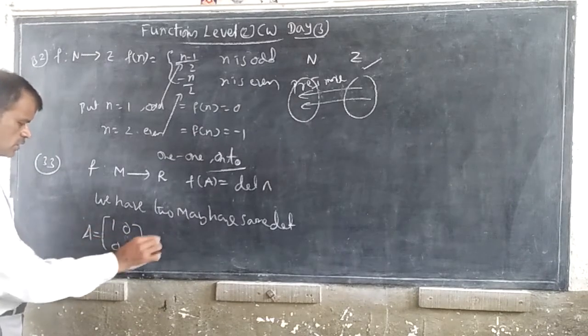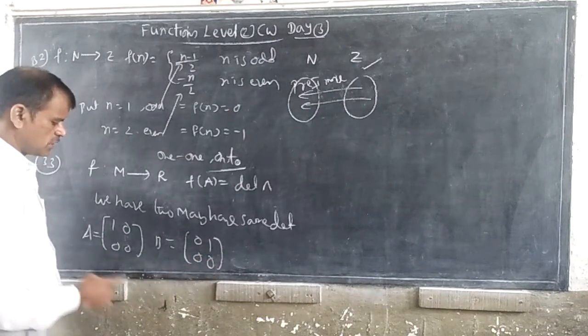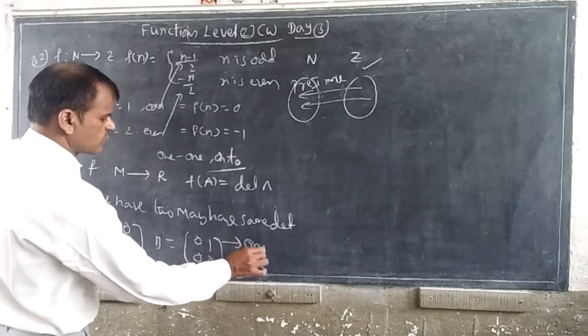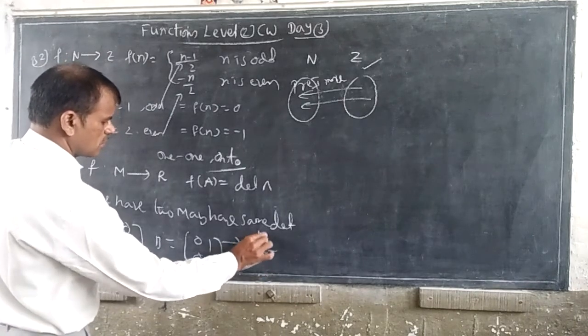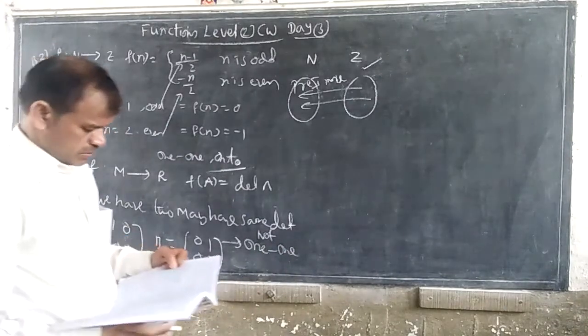That is, this is A, that this is B. 0 1 0 0. So what is the dash? A equal to B. So maybe the chance is there. Even one case fails, then the function is not 1-1. So I can say not 1-1.